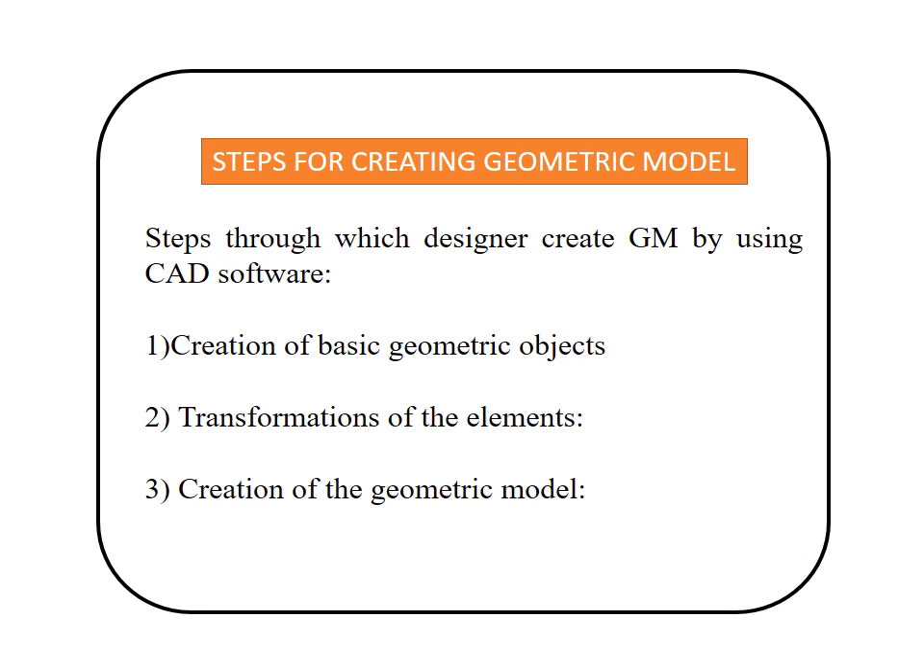And the second step, transformation of the elements. This is nothing but by using transformation commands, operations on the geometric elements like scaling, translation, shearing, mirroring, etc. can be done. And last, creation of the geometric model: commands that cause integration of the objects or elements of the geometric model to form the desired shape, like merge, shell, loft, sweep, extrude, etc.